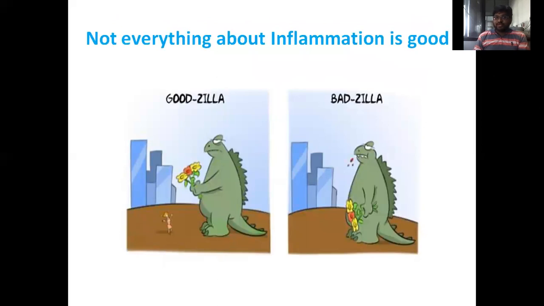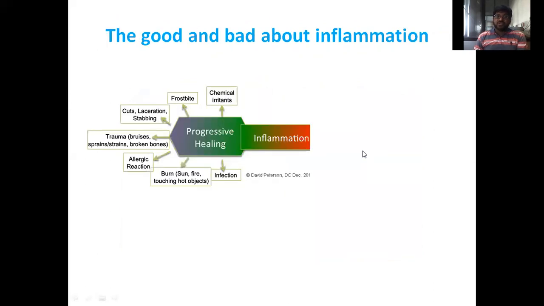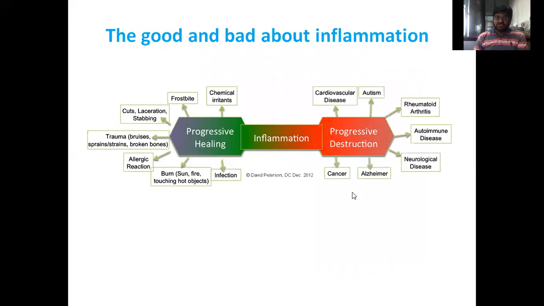So, not everything about the inflammation is good. This is proved by this picture, Godzilla and Badzilla. If someone is giving roses to that particular dinosaur, this is the Godzilla. But this other dinosaur will eat the man who gave the flower. So that is the Badzilla. Both have distinct features, the good and the bad about the inflammation.